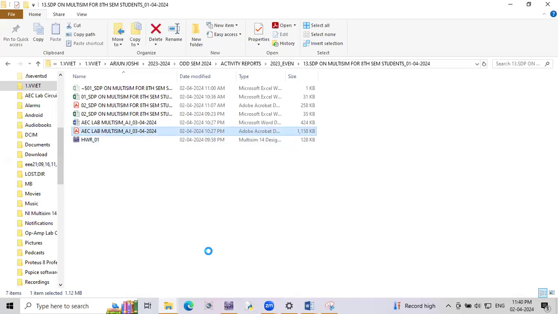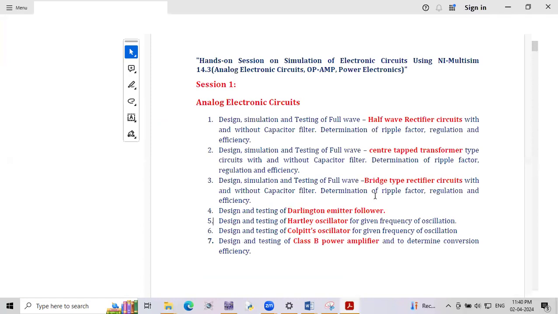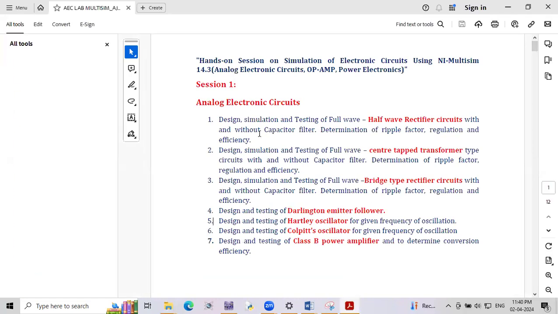Dear students, now let's conduct the experiment called half-wave rectifier in the Multisim 14.2 platform. Okay. Now first, let's understand what we mean by this half-wave rectifier.